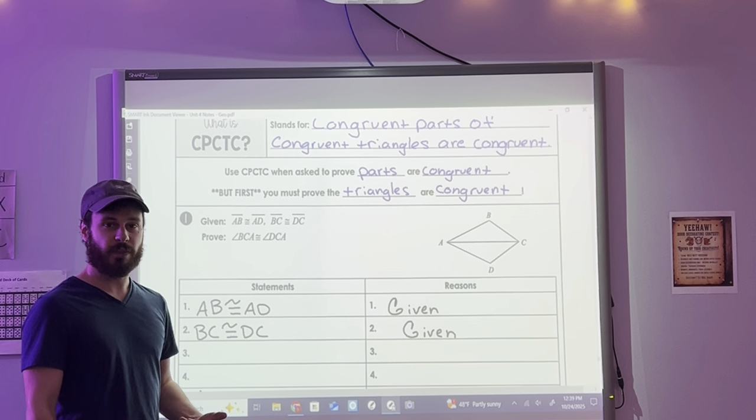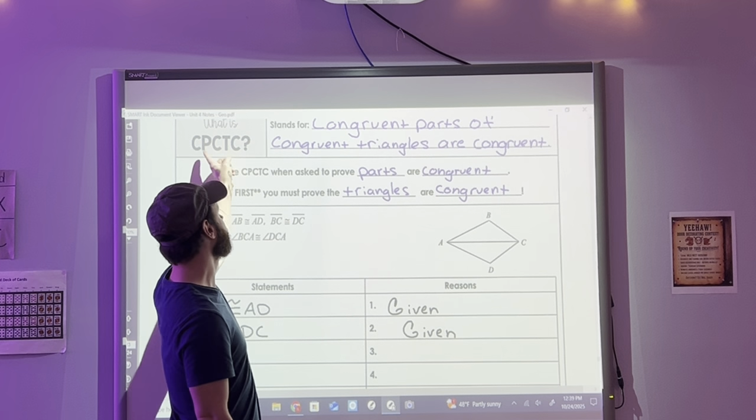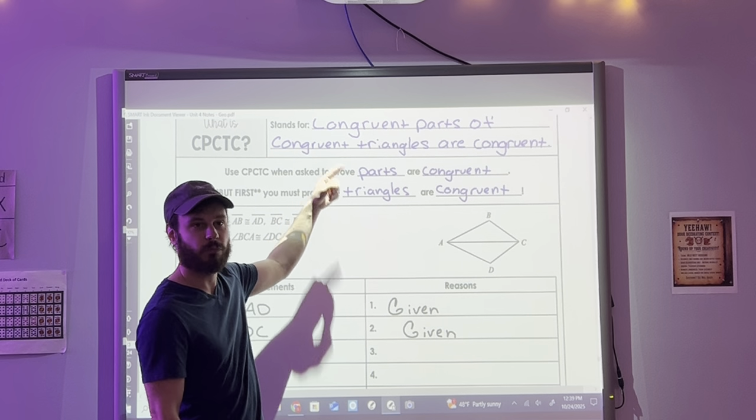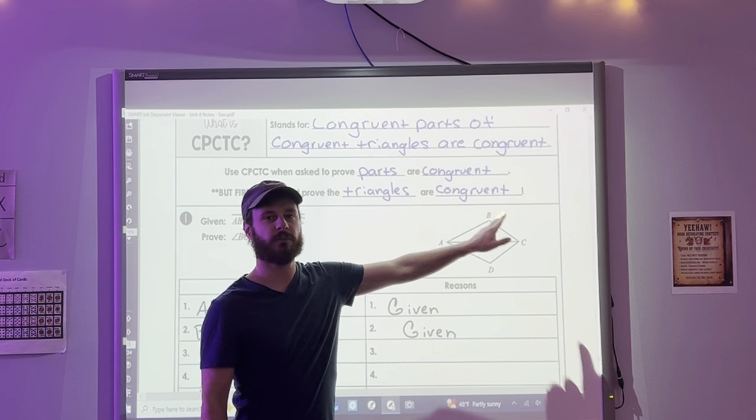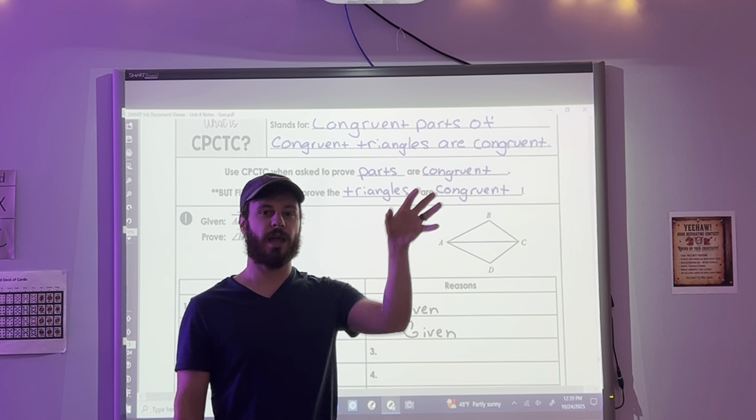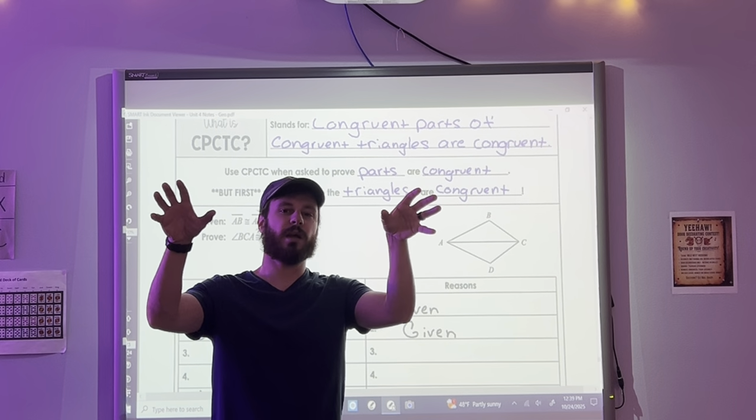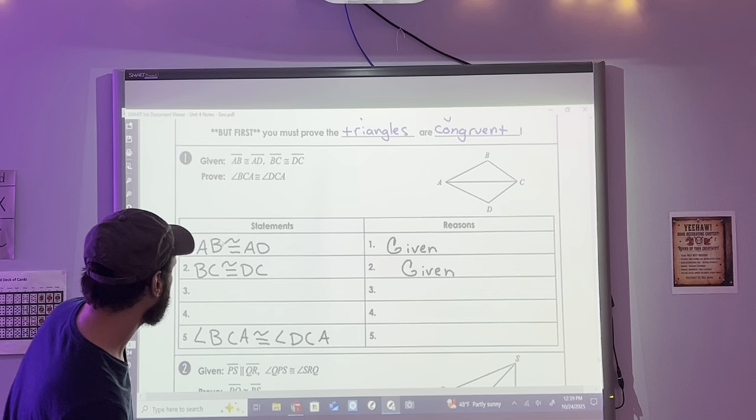So in order to do that, we're gonna end up using CPCTC by saying that the parts are congruent, but before we can do that, we need to make sure that we prove that the triangles are congruent first. I have to make sure that triangle A matches triangle B before I can say that the corners match on it, okay? So in example 1, I filled some stuff in.